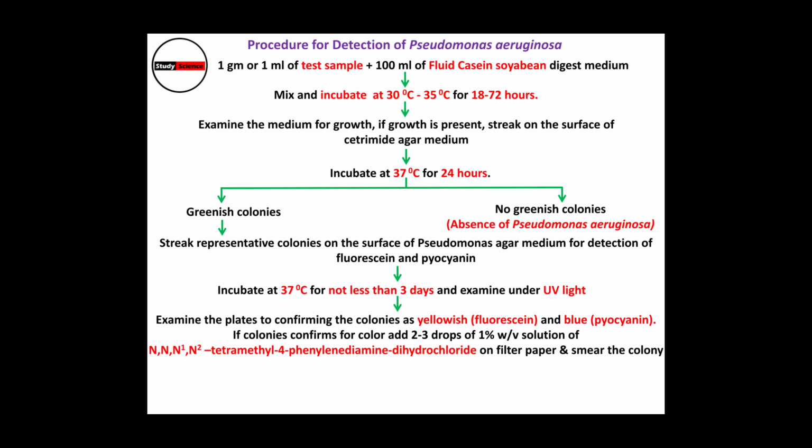If colonies confirm for color, add 2 to 3 drops of 1% weight by volume solution of N,N,N',N'-tetramethyl-p-phenylenediamine dihydrochloride on filter paper and smear the colony. Development of pink color, which may change to purple color, indicates the presence of Pseudomonas aeruginosa.